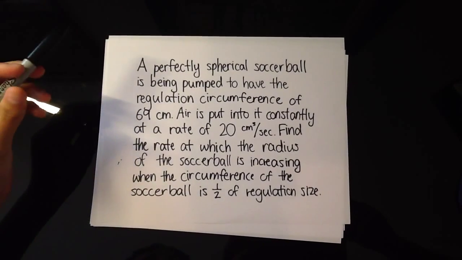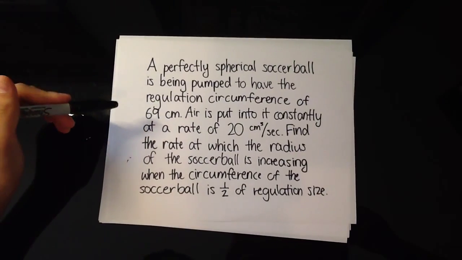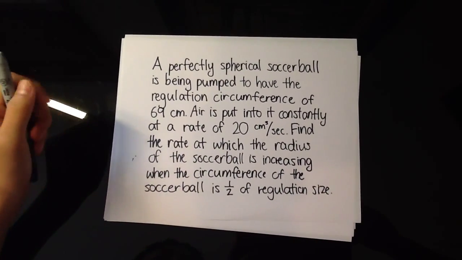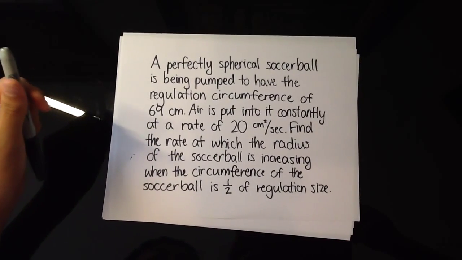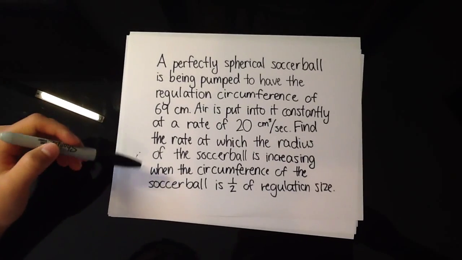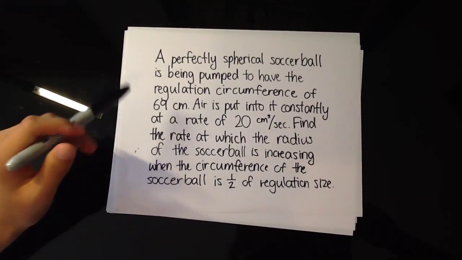A perfectly spherical soccer ball is being pumped to have the regulation circumference of 69 centimeters. Air is being put into it constantly at a rate of 20 centimeters cubed per second. Find the rate at which the radius of the soccer ball is increasing when the circumference of the soccer ball is 1/2 of regulation size.